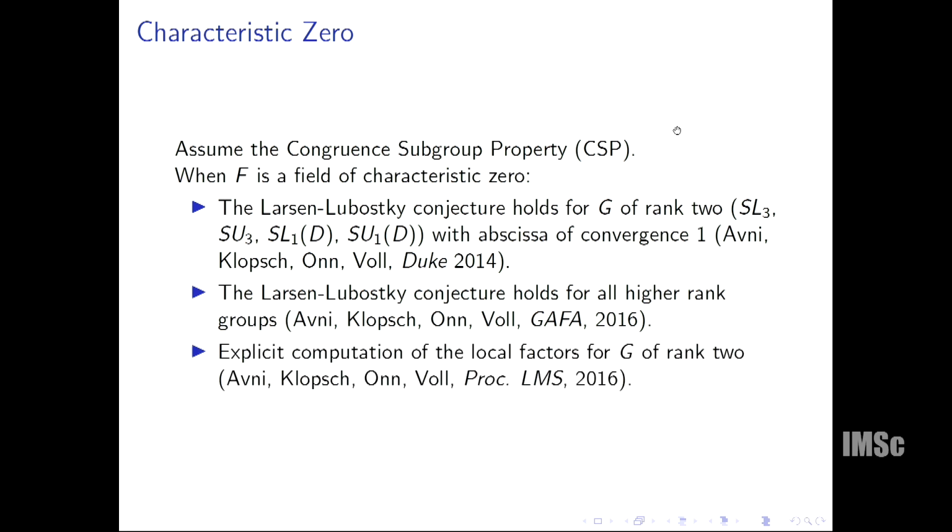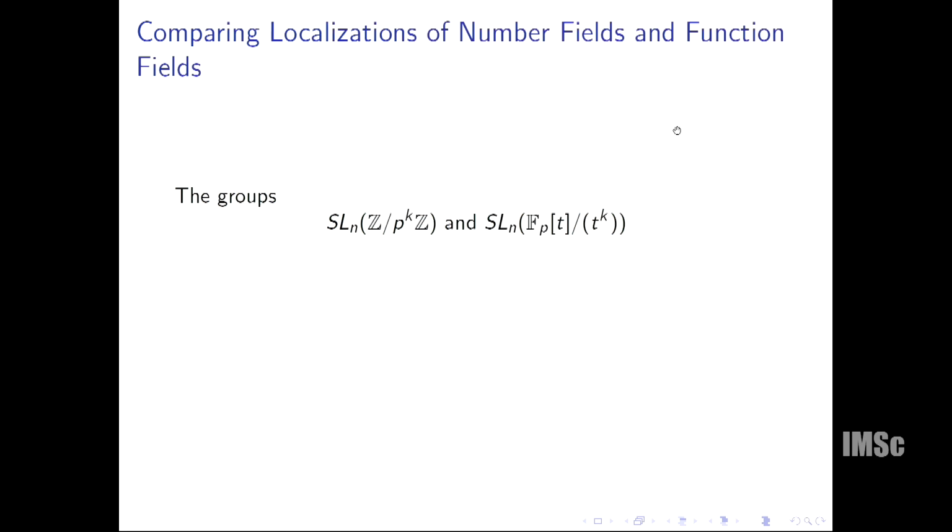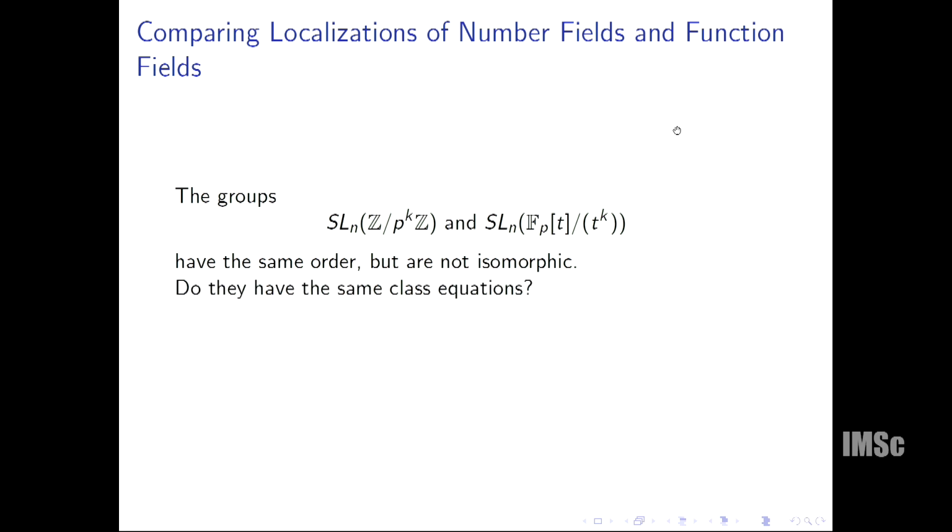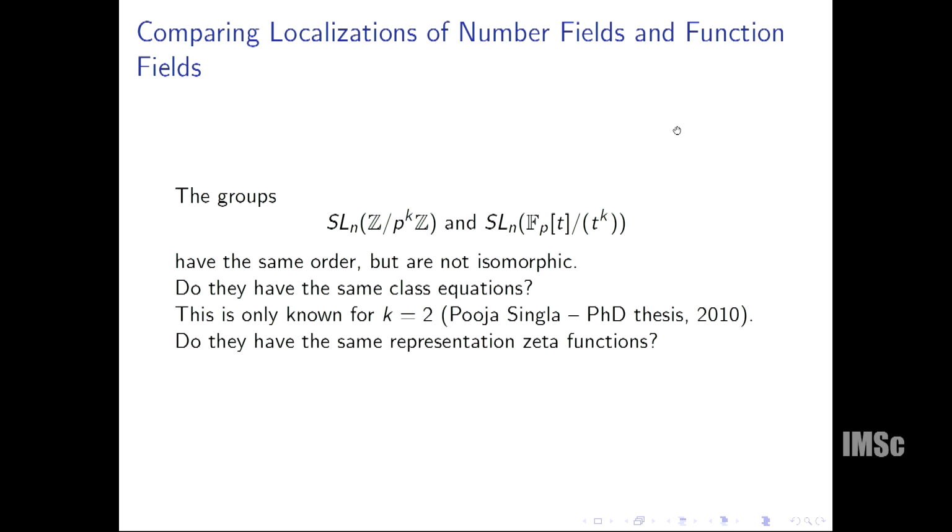Okay, so I have just one more slide. We have these two groups, SL_n(Z mod p^k Z) and SL_n(F_p mod t^k). So these are different groups of the same order, but they are not isomorphic. Do they have the same class equations? That's not known, but for k equals 2, this was proved by Pooja in her PhD thesis. Do they have the same representation zeta functions? For n greater than 3, this is an open problem.